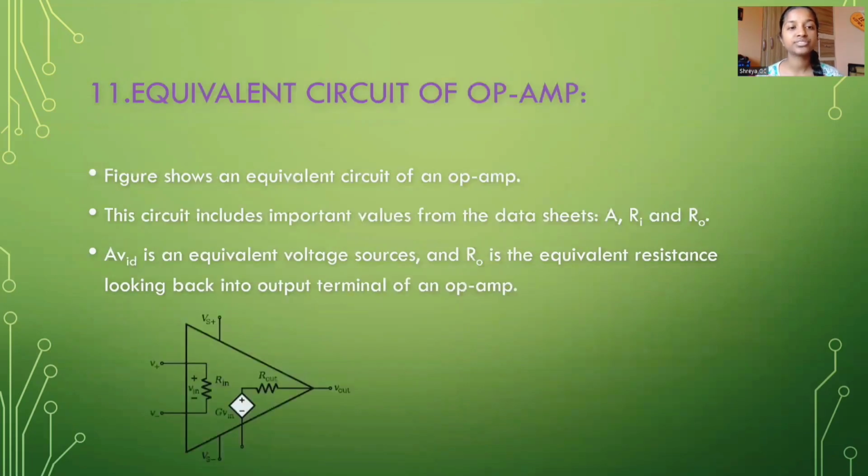And the 11th one is the equivalent circuit of an op-amp. The figure shows an equivalent circuit of an op-amp. This circuit indicates important values from the data sheet: A, Ri, and RO. AVID is an equivalent voltage source and RO is the equivalent resistance looking back into the output terminals of an op-amp.